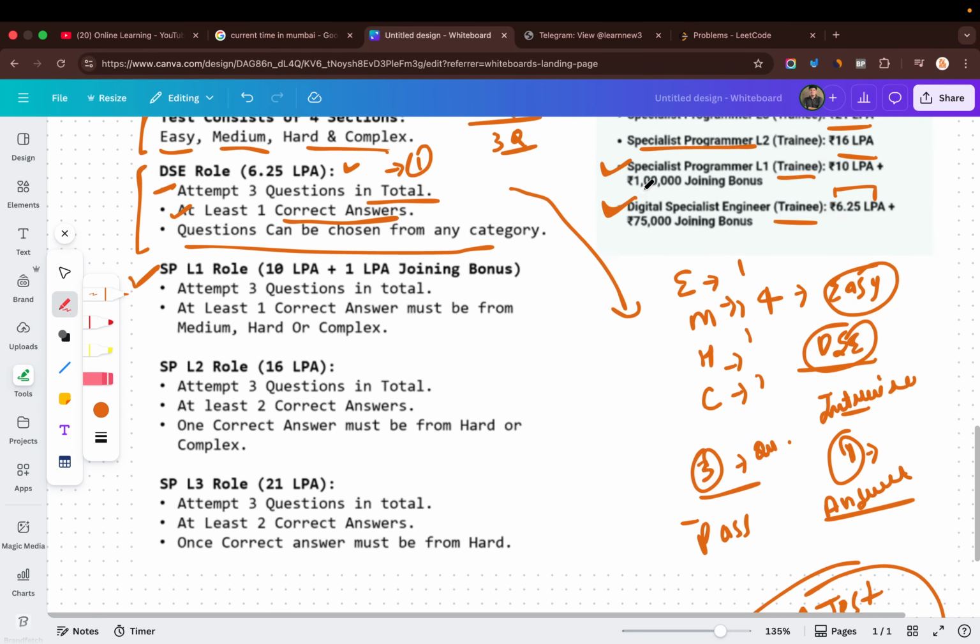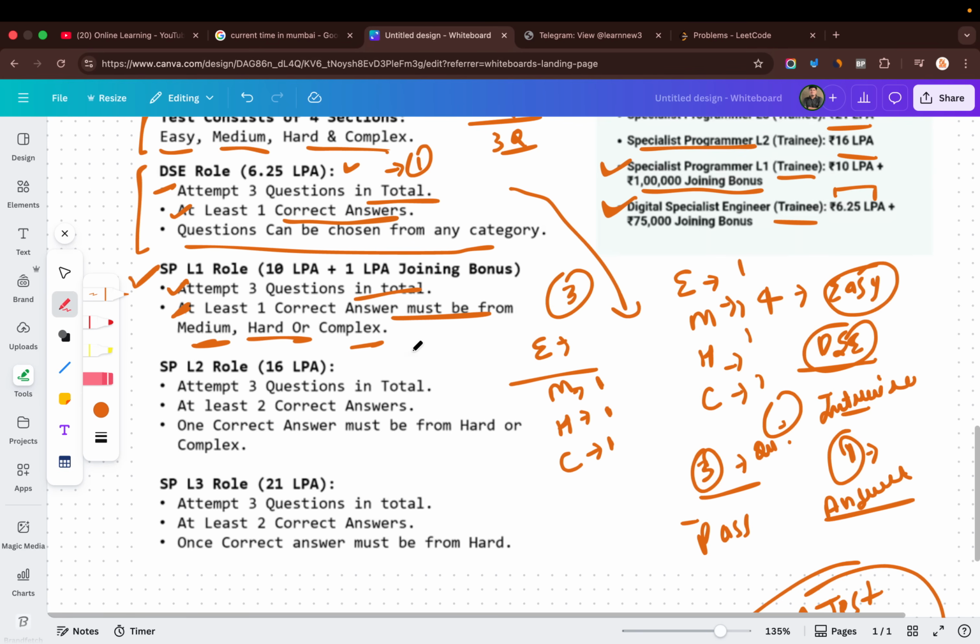SP L1 role, 10 LPA plus 1 lakh joining bonus. Attempt 3 questions in total. Again, you have to attempt 3 questions. At least one correct answer must be from medium, hard or complex. We have to understand one thing: there are easy, medium, hard and complex sections. So at least one correct answer must come from either medium, hard or complex, any one of them, and you have to attempt 3 questions in total.